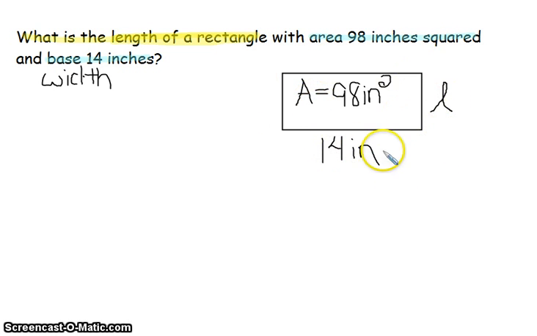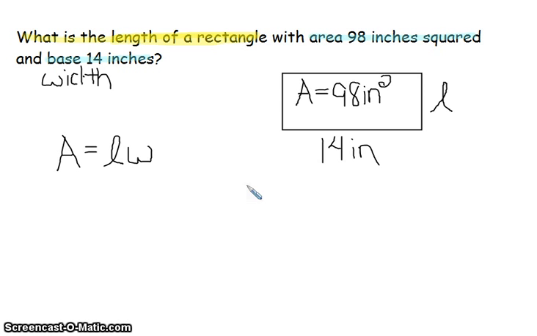So what formula are we talking about? Well, we are talking about the area of a rectangle, which is length times width. Area of a rectangle is length times width. Now, traditionally, you could just plug in the numbers you know. You know what area is, you know what your width is, you've got to find your length. And you will still be able to get the right answer.